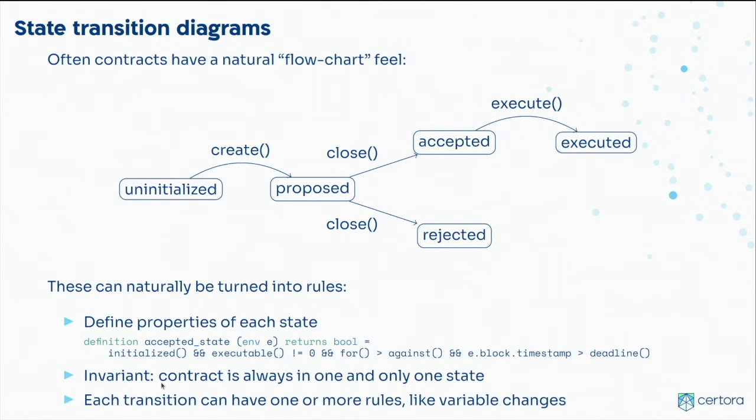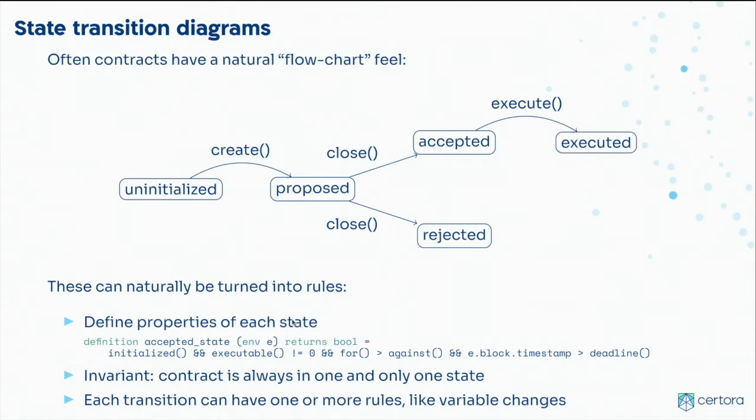The other thing you can do is check that the transitions are appropriate. For each of the transitions in your diagram, just like we did with variable changes, you can write a rule that says if the state changes from here to there, then it must be because I called the appropriate method, or the time has elapsed, or whatever the conditions are for making these transitions.